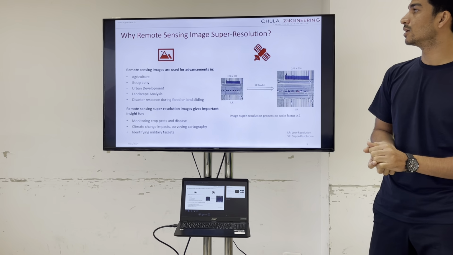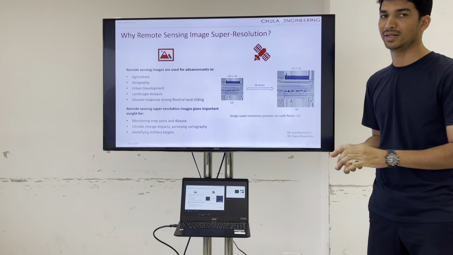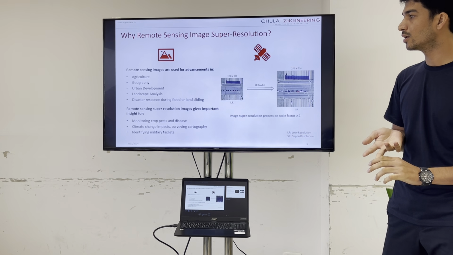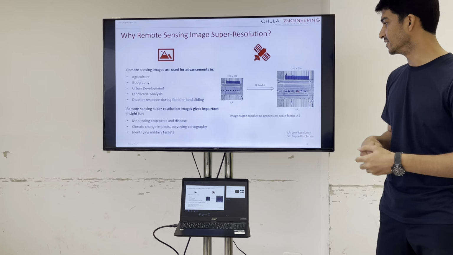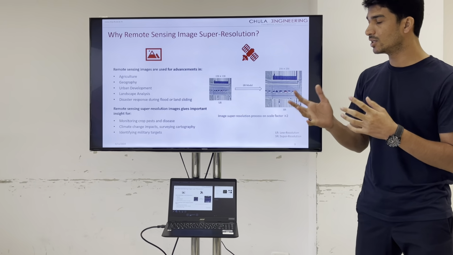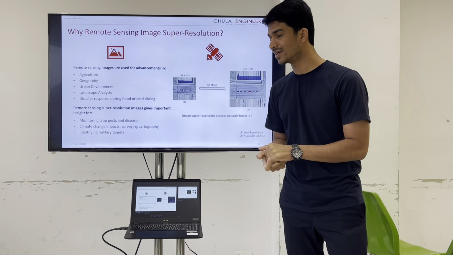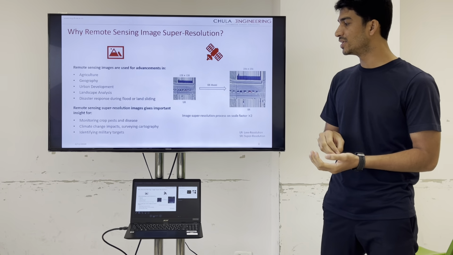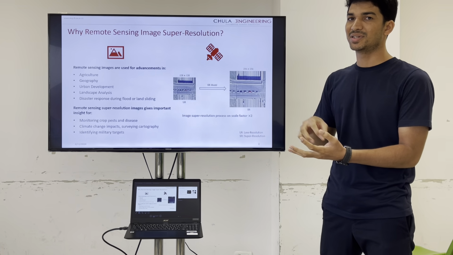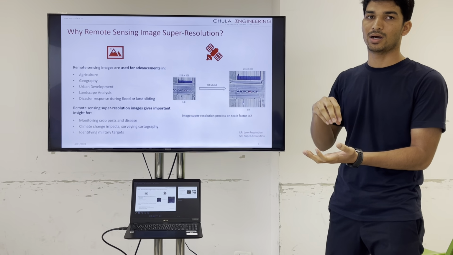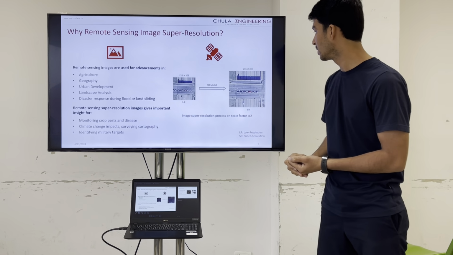So the next question is, why remote sensing image super resolution? Because remote sensing super resolution is used in agriculture, geography, urban development, landscape analysis, and disaster response during floods and landslides. Actually, remote sensing image super resolution gives us important insights for monitoring crops, pests, and disease in agriculture, for climate change impacts, for survey, cartography, and also identifying military targets. Because the images are taken from the satellite and are in low resolution, we need to upscale the images in order to achieve this importance.